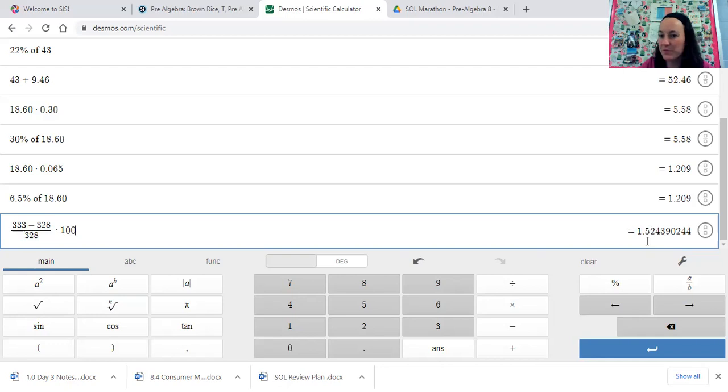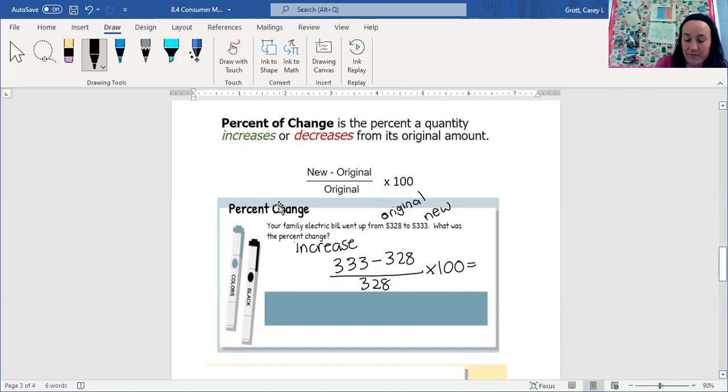1.5%. Guys, we only went up $5. My percent shouldn't be super high. Think logically for that. Okay, so going back then, my percent change was 1.5%, and it should be positive because it increased. Okay, let's go ahead and just write that one more time. So it increased 1.5%.